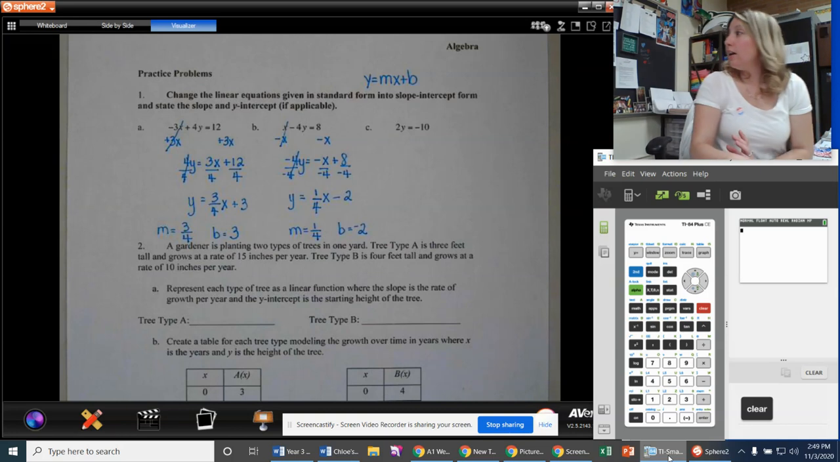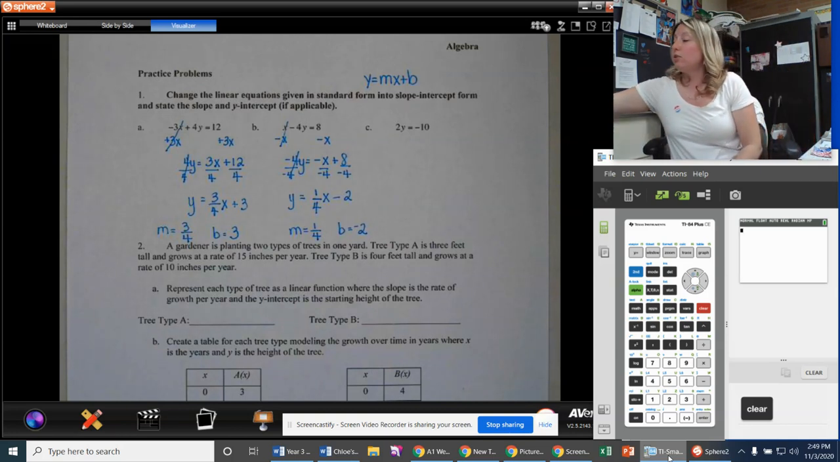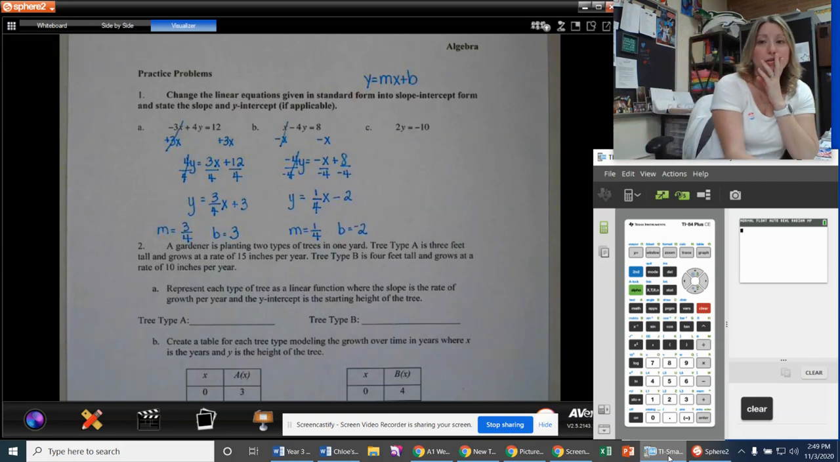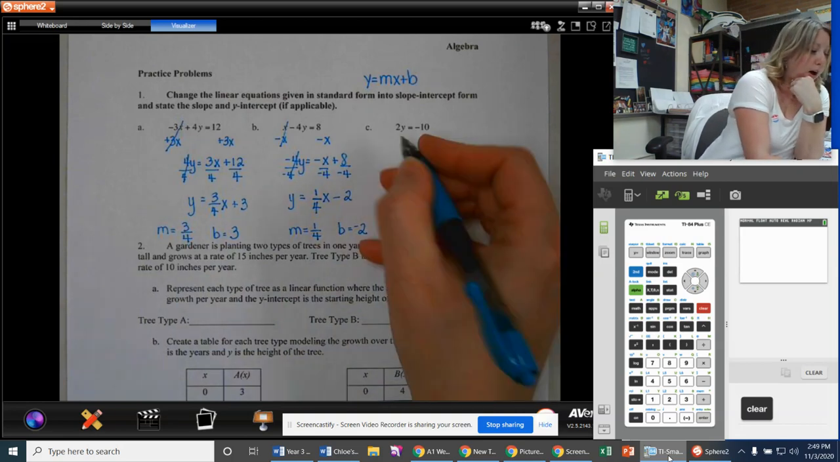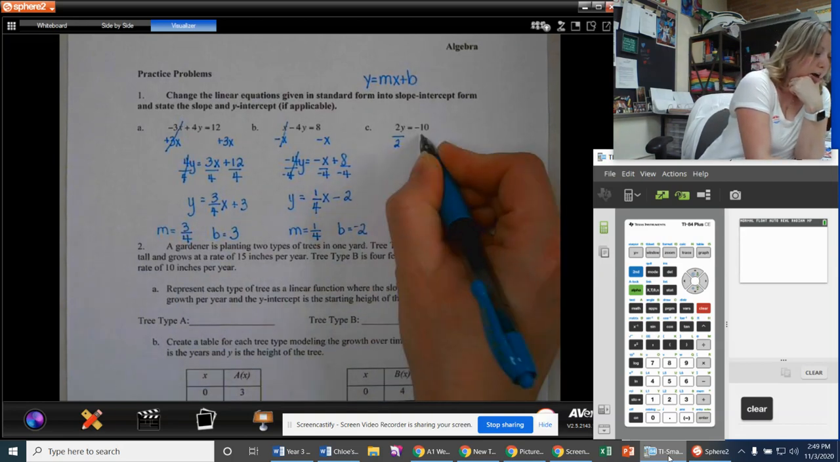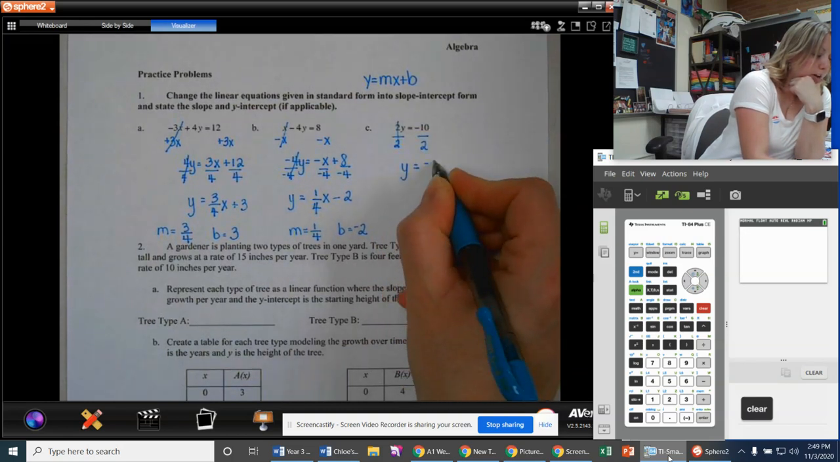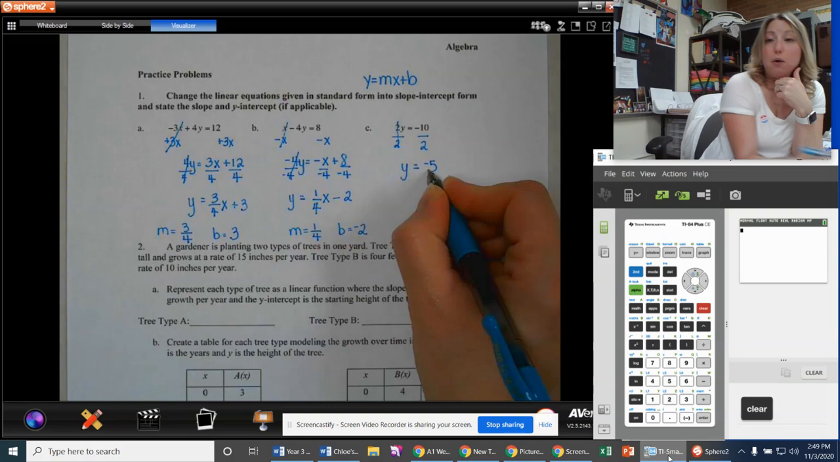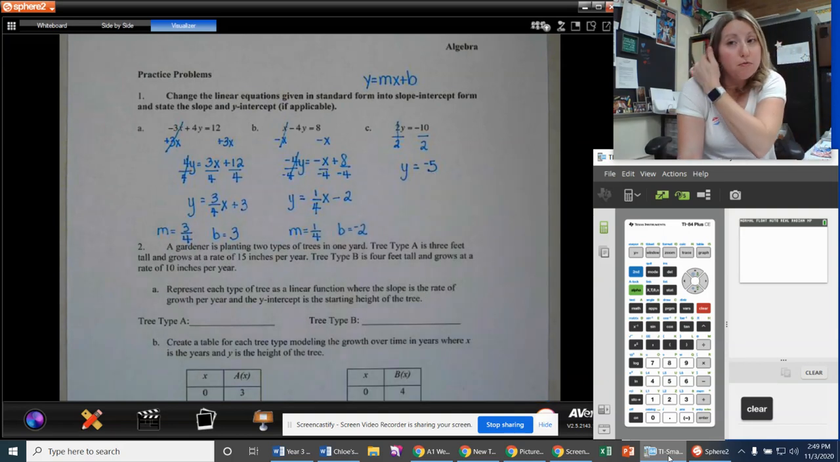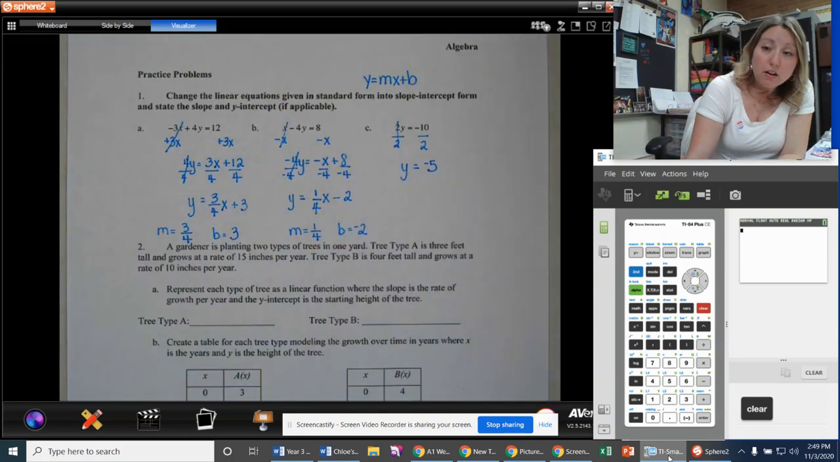On C, is there an x value? Nope. So really, all you need to do is get that y alone by dividing both sides by 2. And I end up with y equals negative 5. Now, is this still y equals mx plus b form? Yes. Is this still a linear function? Yes. If you have a y involved, this is still a linear function.